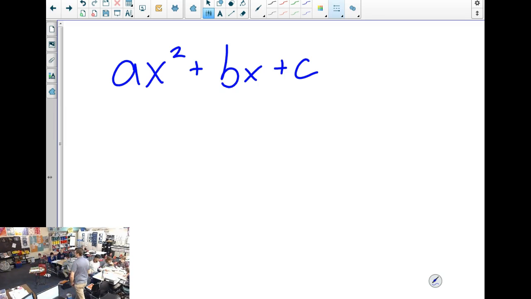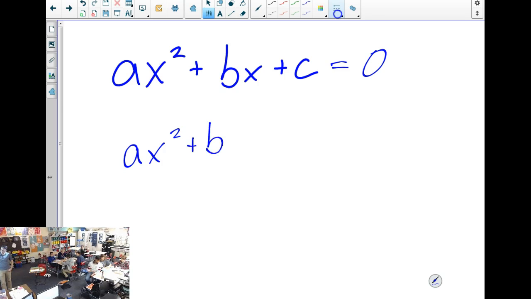So, what would be the first thing we'd want to do if we're working with an equation involving variables and constants? Sorry, this needs to be equal to 0. And as the book shows us, the first thing we want to do is isolate the constant term on its own side, right? So get rid of that c from the left side. First thing we do, subtract c from both sides.